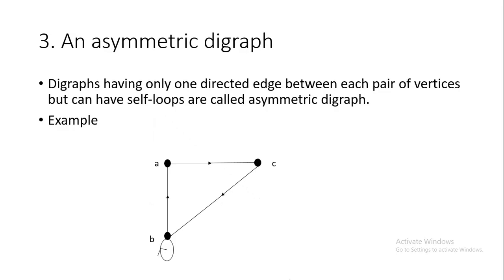Next, an asymmetric digraph. Digraphs having only one directed edge between each pair of the vertices but can have the self loops are called the asymmetric digraph.